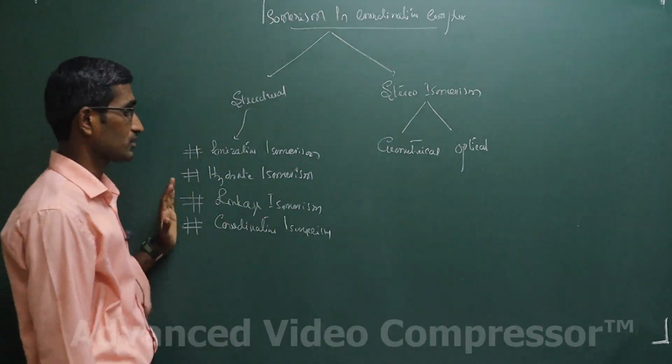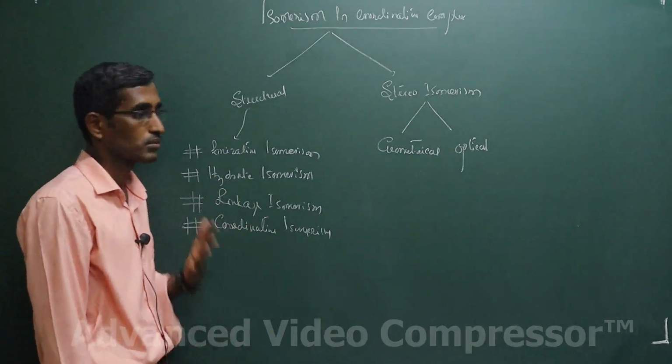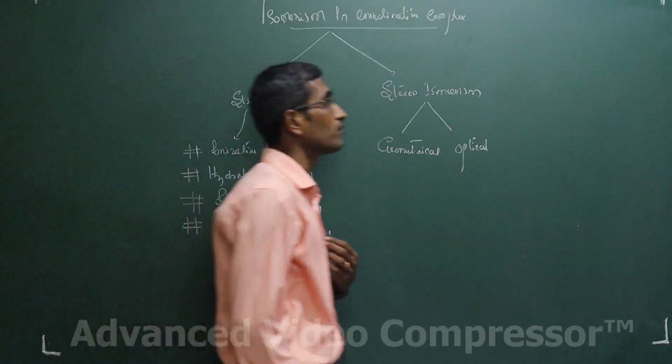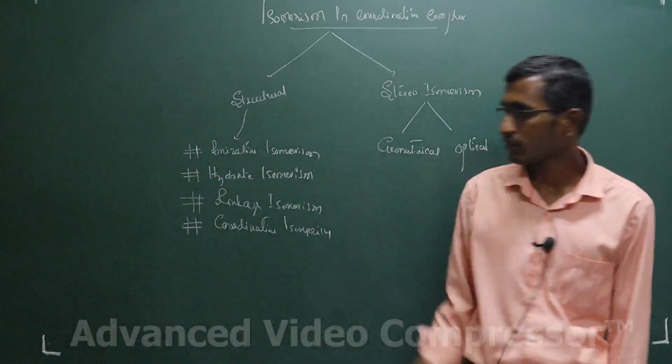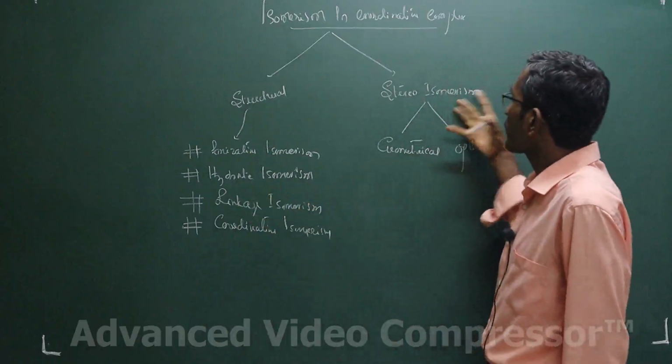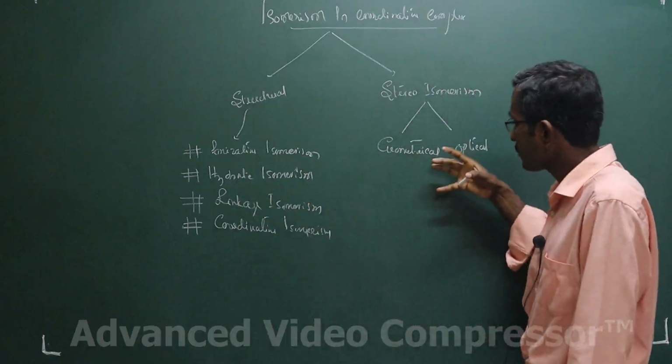They may directly ask the question here, which of the following shows linkage isomerism, or which of the following is an example for hydrate isomerism, and so on. This is an easy part. Next one is stereoisomerism. Two categories we have, geometrical and optical.